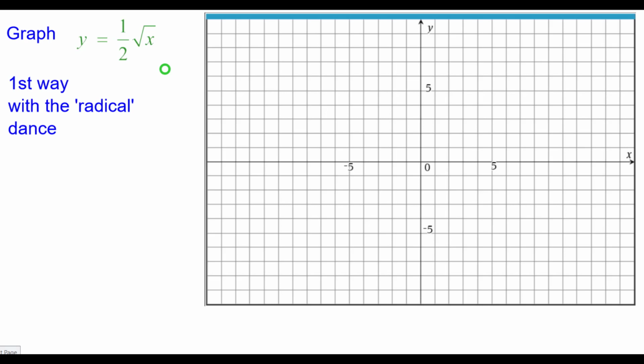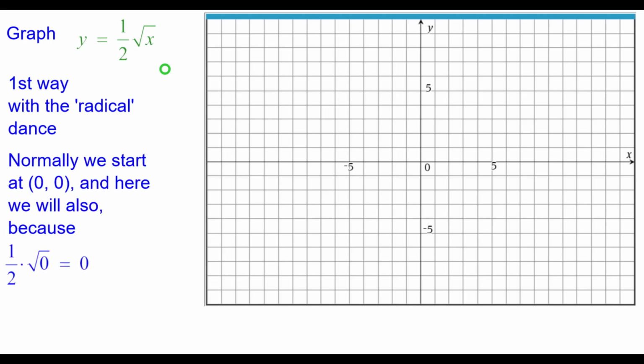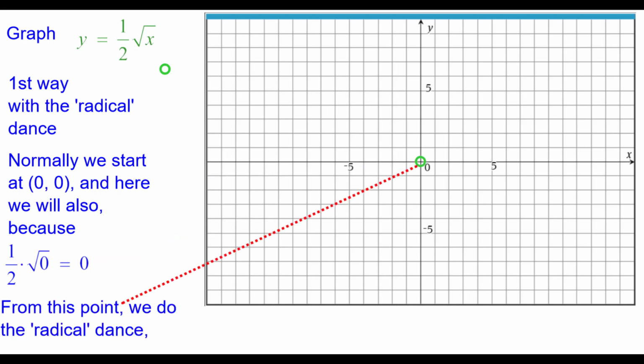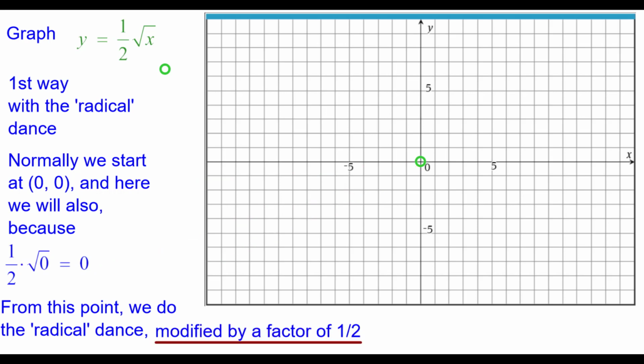The first way is with the radical dance. Normally we start at the origin, and here we will also, because 1/2 times the square root of 0 is 0. From this point we do the radical dance, but it will be modified by a factor of 1/2, this coefficient.